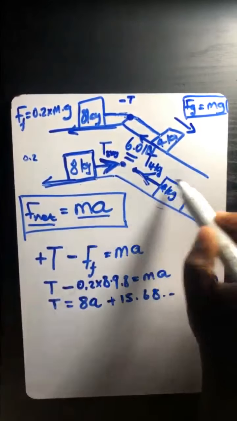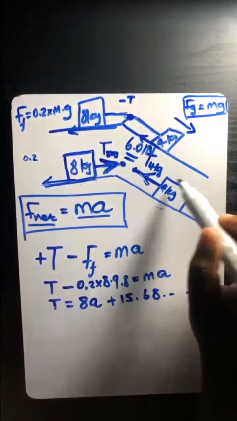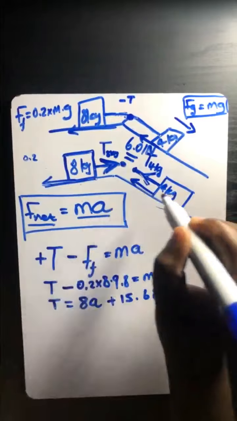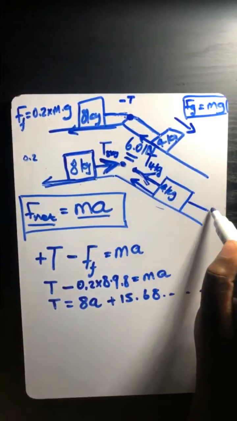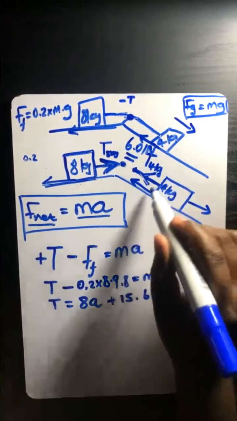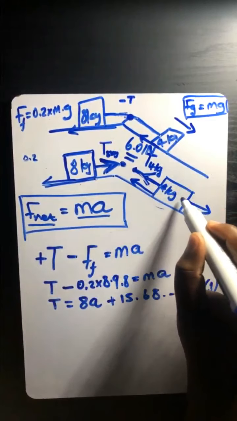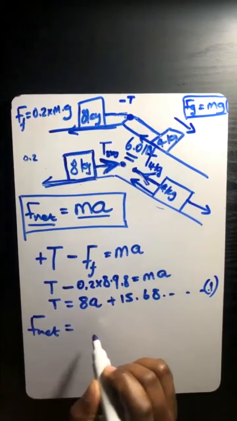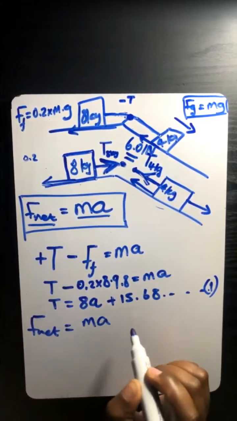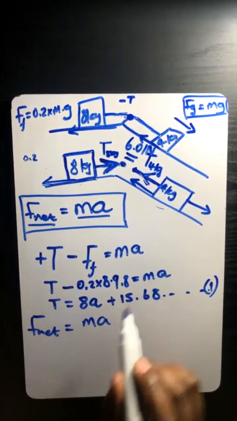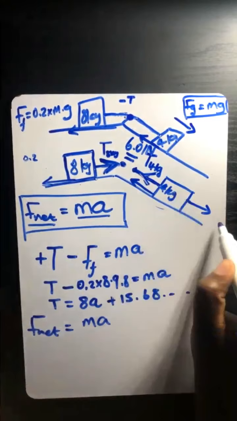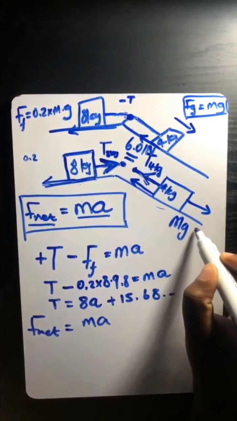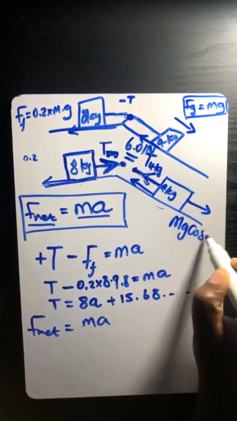So let's formulate for this one. For this one, how many forces are we having there? You remember we have this one of the tension, we also have frictional force, and we also have that component in that direction because they said this thing is actually moving down an incline. So that means force net for this one is going to be equal to MA still. Then what are we having? We have that force in that direction. What is that force? It's MG. Was it cos? Yes, we said, yeah?